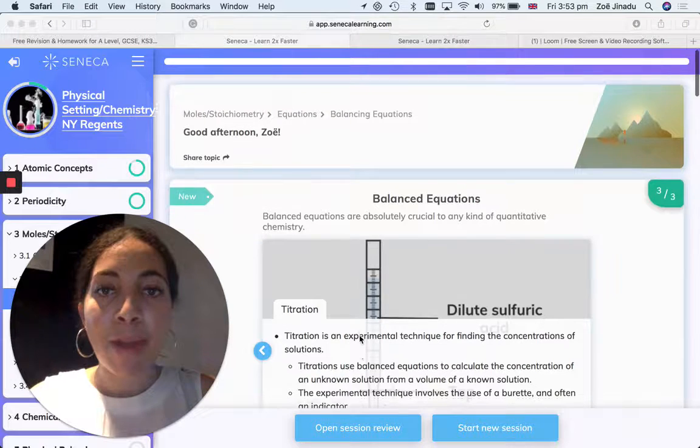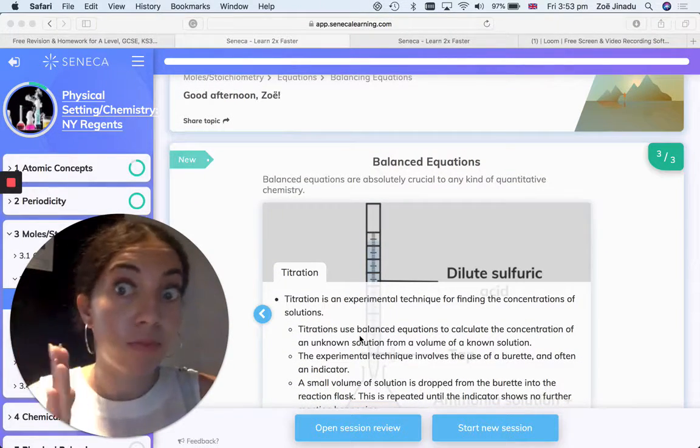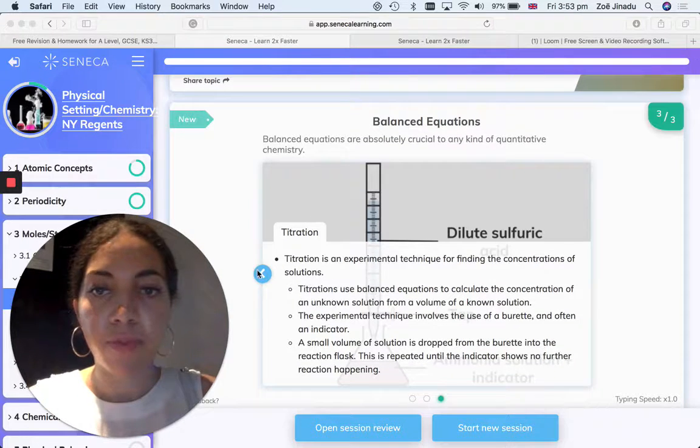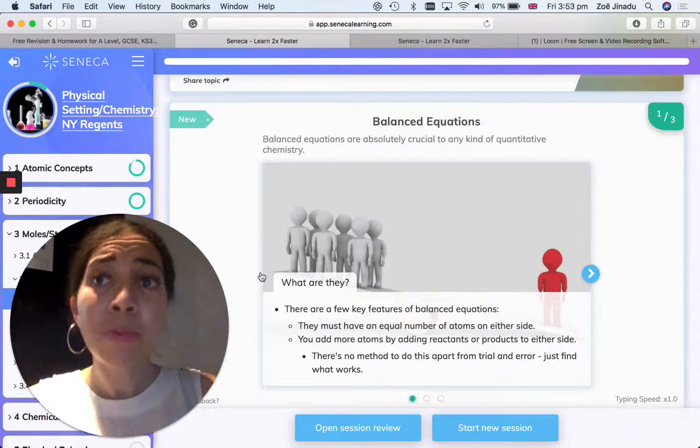So, balanced equations are absolutely crucial to any kind of quantitative chemistry. So listen up. Right, so, first of all, let's start with, what are they? Because that is a good place to start.